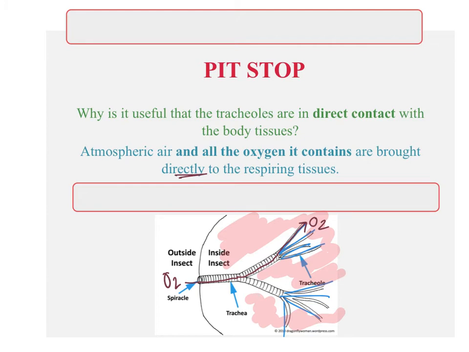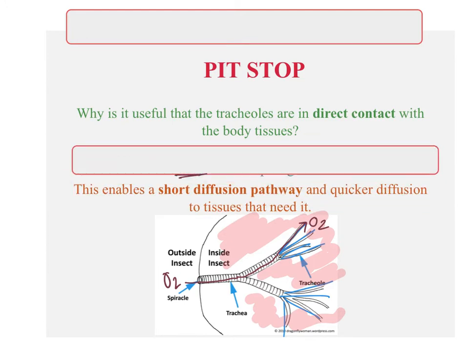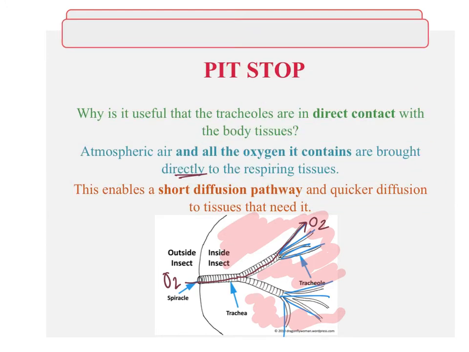But it means that the oxygen that we need from that atmospheric air is able to pass straight into tissues that need it. As well as this, we get a really short diffusion pathway, and that gives us quicker diffusion to tissues that need it. Likewise, if we're getting oxygen to tissues that need it, it means that we can also remove waste products a lot more efficiently. Don't forget, we're talking about putting in nutrients, but also removing the stuff that could be harmful.